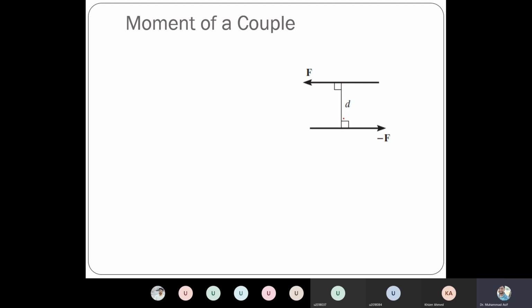Let's say F, there is a perpendicular distance between them, then we can calculate by taking, let's say, any reference point O. There is a moment of this force. Similarly, there is a force and there is a moment because of these forces.